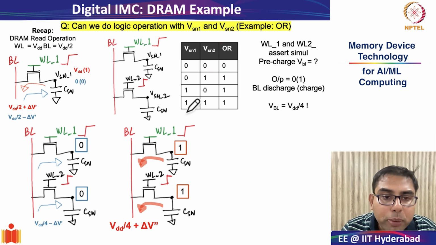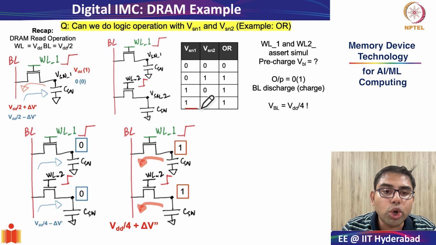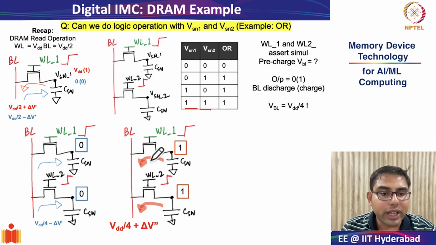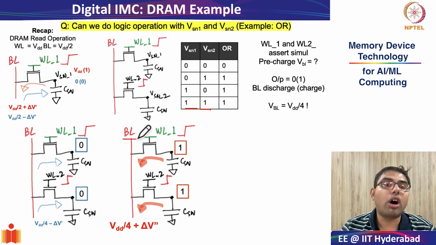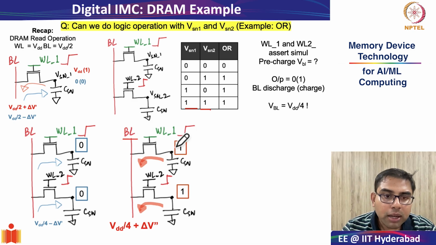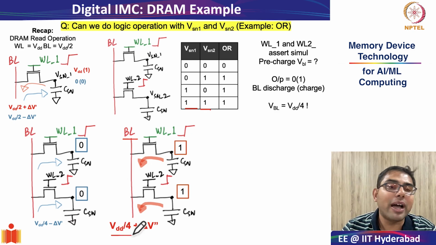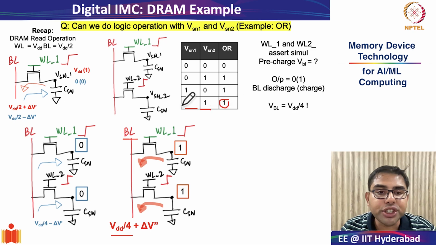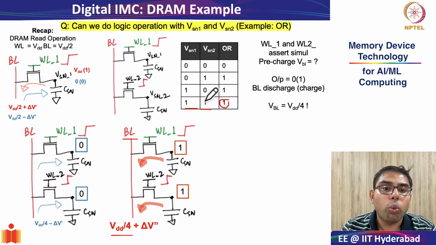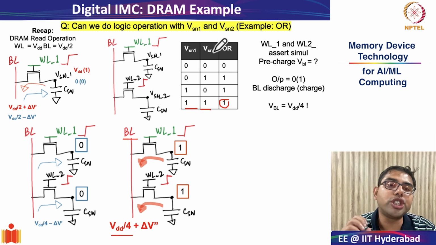The exact opposite is where both the storage nodes are 1, and as you can see from this diagram, this will result in the charging of the bit line because both the storage nodes are at a higher potential as compared to the pre-charged VDD by 4 bit line. And therefore, you will also be able to achieve 1, which is the OR operation of 1 and 1 in storage node 1 and storage node 2.